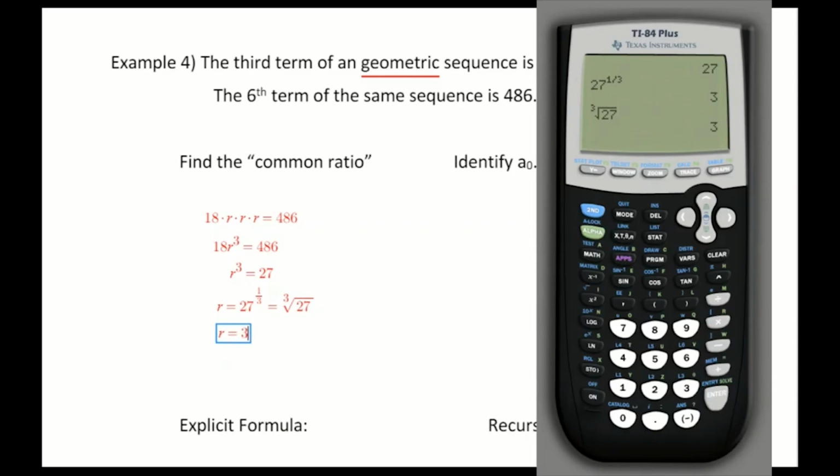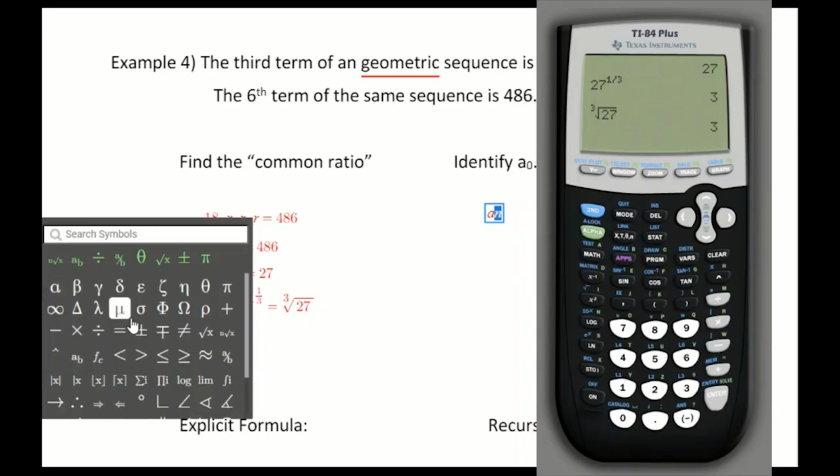That's the trickiest part about this, I think. We can find a sub 0, kind of like how we did the arithmetic sequence, where we set up our explicit formula. So we got a sub n equals a sub 0 times r to the nth power.